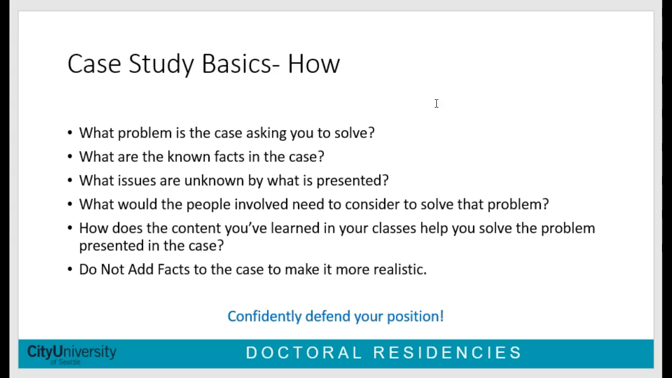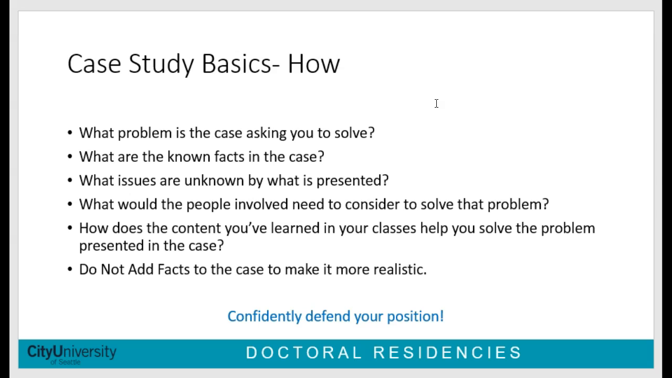So what are the known facts, and then what is unknown? So what is unknown in the issue that has been presented? So what are like the missing pieces? And then what would the people need to consider to solve the problem? What kind of things should they be looking at, should they do to help solve that problem? And then how does the content you've learned in class help you solve the problem? Now, you may need to do additional research to find out more up-to-date answers. Maybe you don't have the exact answer from what you've learned in the program, but you've learned to do research, and you know the areas to research in to help solve these problems. So go do that research.